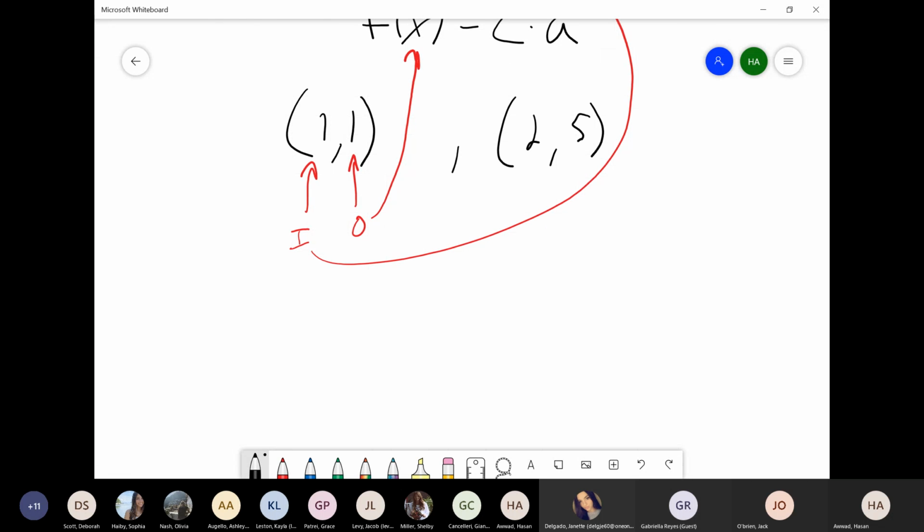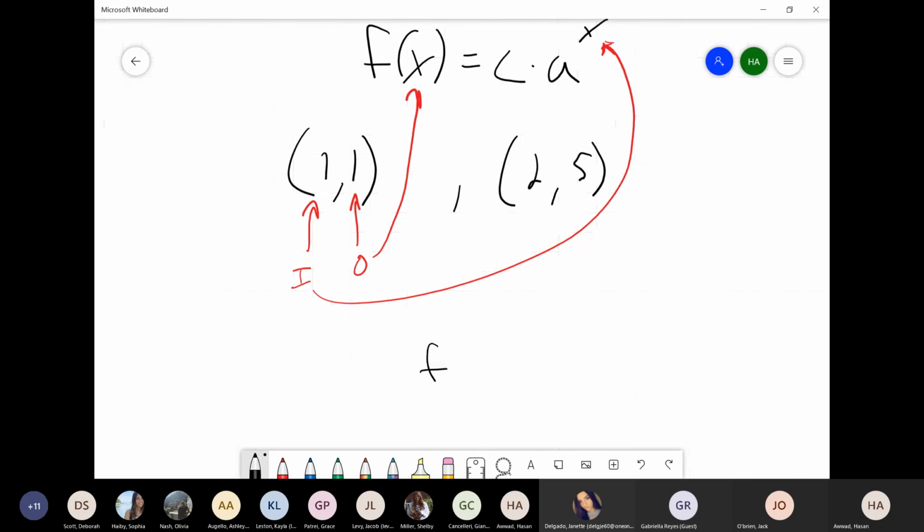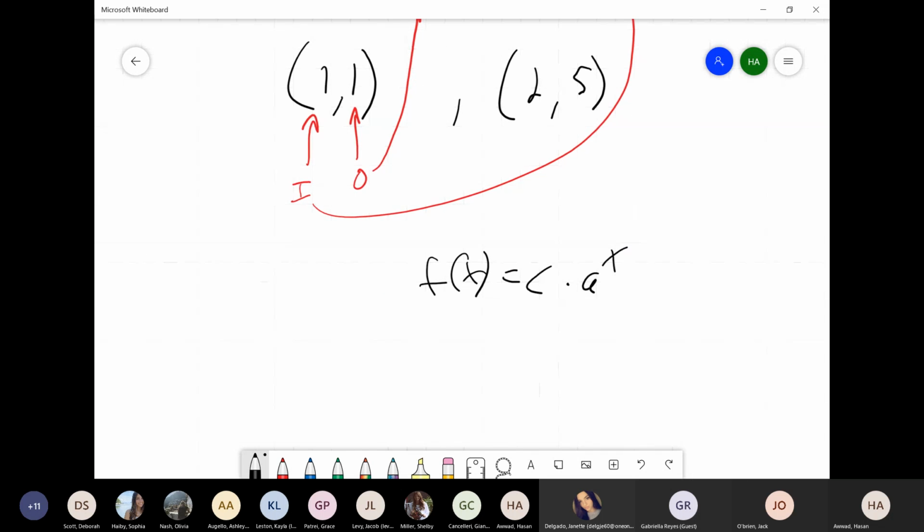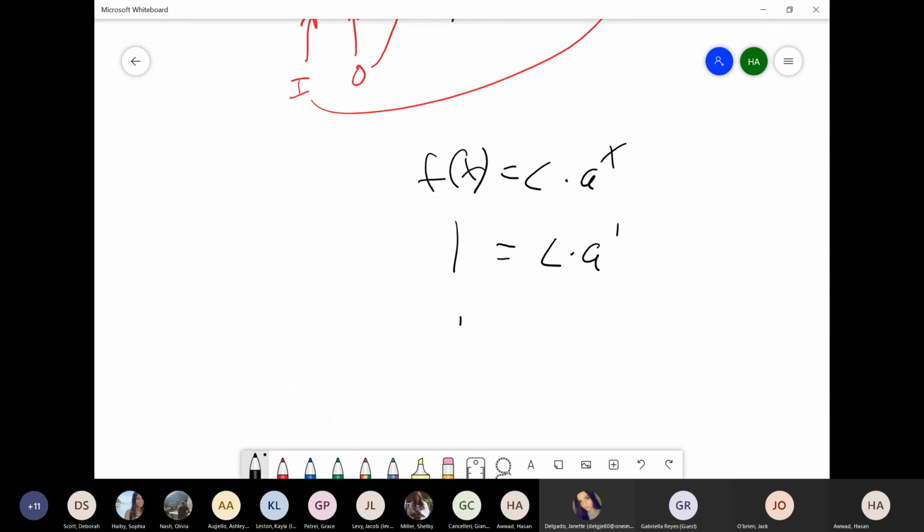Or, one or the other first, and then we'll solve for the other one. So if I have, again, f of x is equal to c times a to the x, well, my output is 1, so f of x is equal to 1, so that's my left-hand side. And then I have c times a to the, and then, again, my input, my x, is also 1, so a to the 1. And simplifying this, we have 1 is equal to c times a.